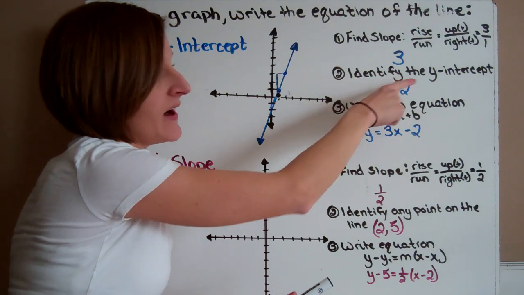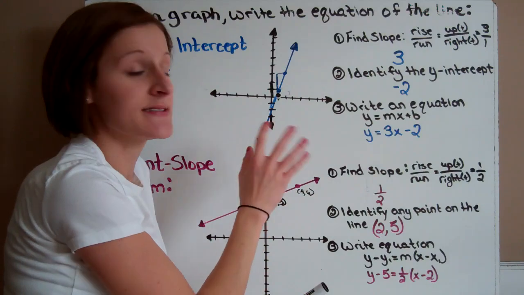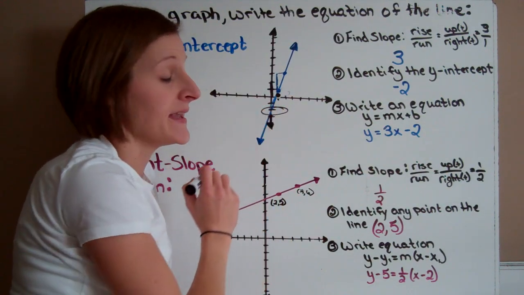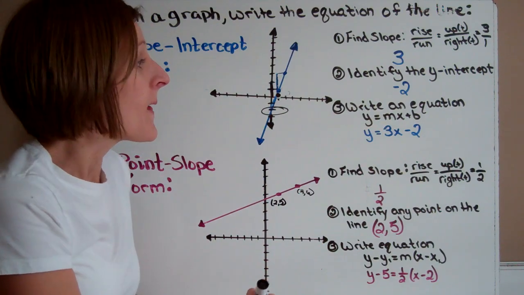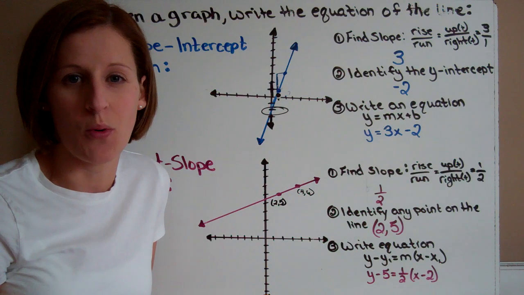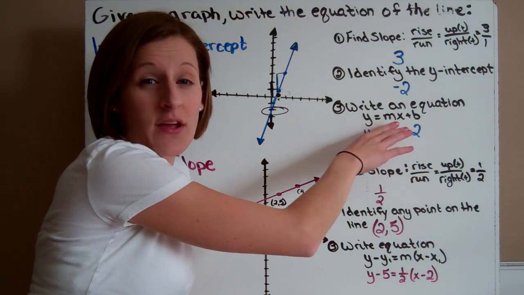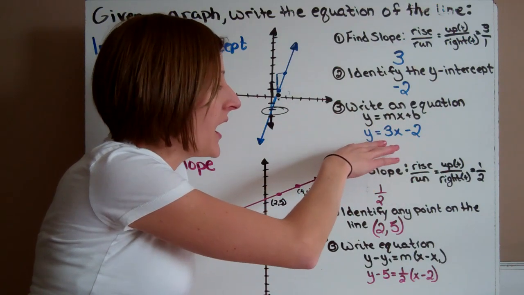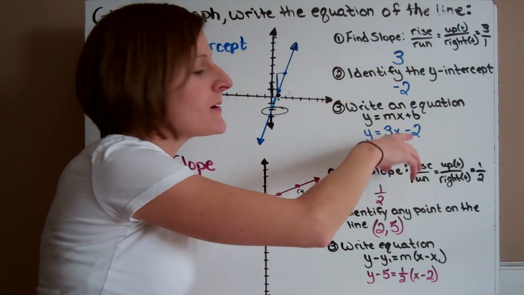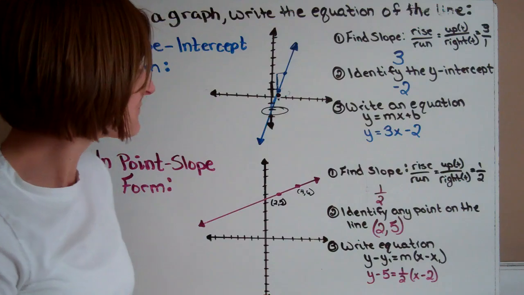Now I need to identify the y-intercept. Now, because I've graphed this, I can directly see the y-intercept is going to be right here, which is at -2. So, now, since I know the slope and the y-intercept, I don't have to put it in point slope form first. I can go ahead and write it in the equation y equals mx plus b. So y equals 3x, which is their slope, we said was 3 over 1, which is 3, minus 2, because my y-intercept's -2.